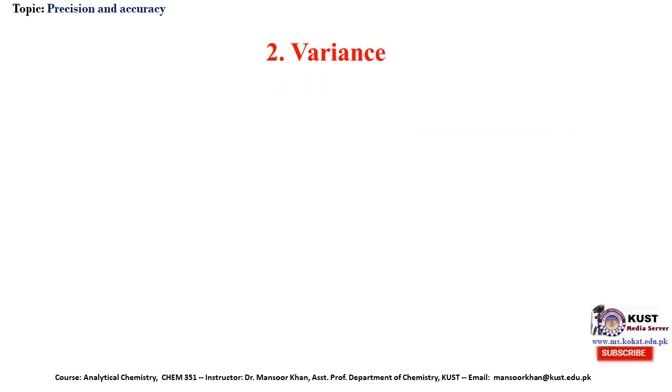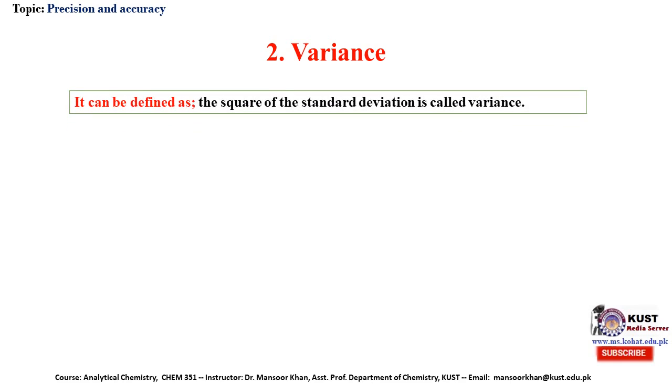The second parameter used for measurement of precision or measurement of spread is variance. It is very important. It can be defined as the square of the standard deviation. When you calculate the standard deviation and take its square, it is called variance. What is standard deviation? We will discuss it in the coming slides.